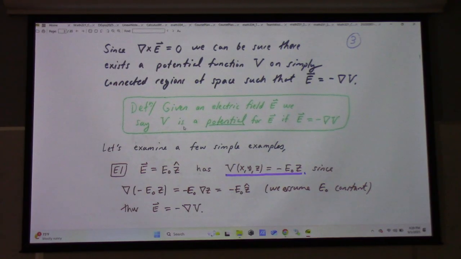But anyway, because of that, we can define the electric field to be minus the gradient of the potential. That makes sense because we've just shown that the curl of E is 0, so it's conservative. So we can write it as the gradient of the potential, but we put the minus in for reasons I'll explain in a bit. And we did this example last time.